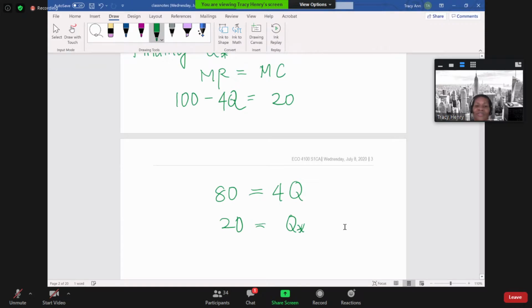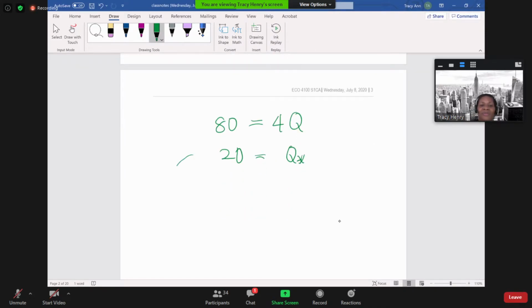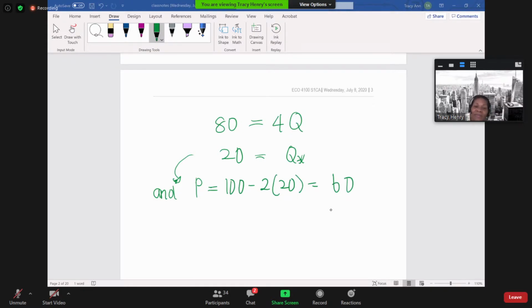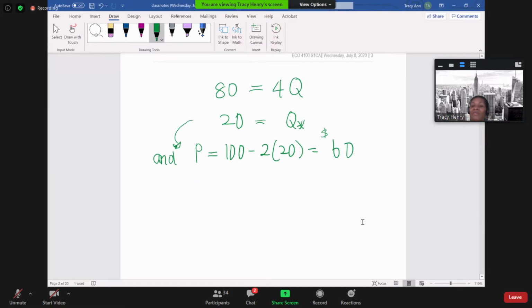And then also, because it's going to take me a while, someone will tell me the price. The price is going to be equal to 100 minus 2 times 20, and that is going to be equal to $60. I know it takes a while for you to find the 6 on your calculator. Thank you so much for typing it in, and I appreciate you getting that to me really quickly. So the profit maximizing quantity is 20, and the profit maximizing price is equal to 60.